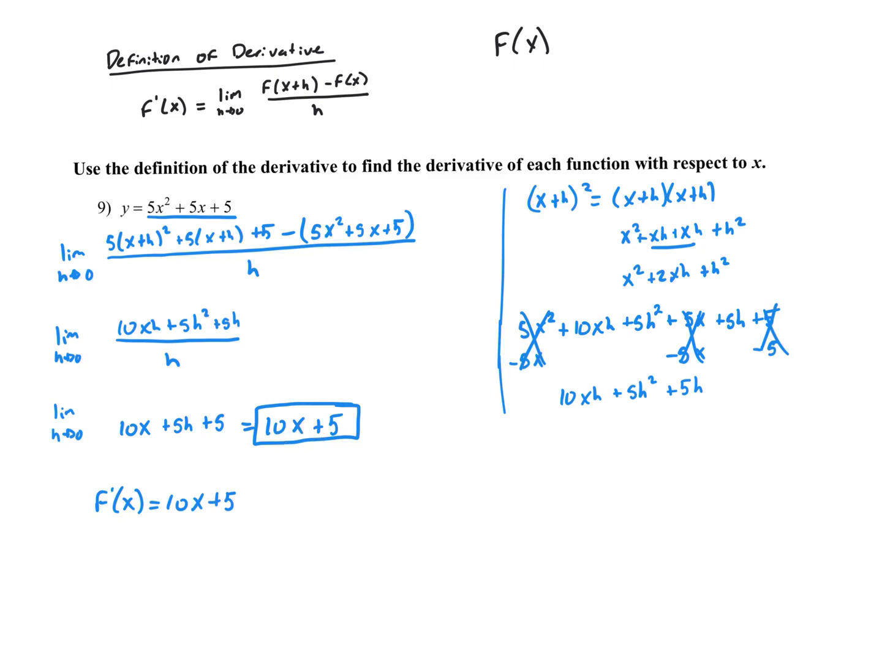So if I wanted to find the rate of change of this function when x is equal to 2, I just plug it in there. It'd be 10 times 2 plus 5. If I wanted to find the rate of change of this function at negative 14, just plug in negative 14 into there, and I would be able to find the rate of change of that function.